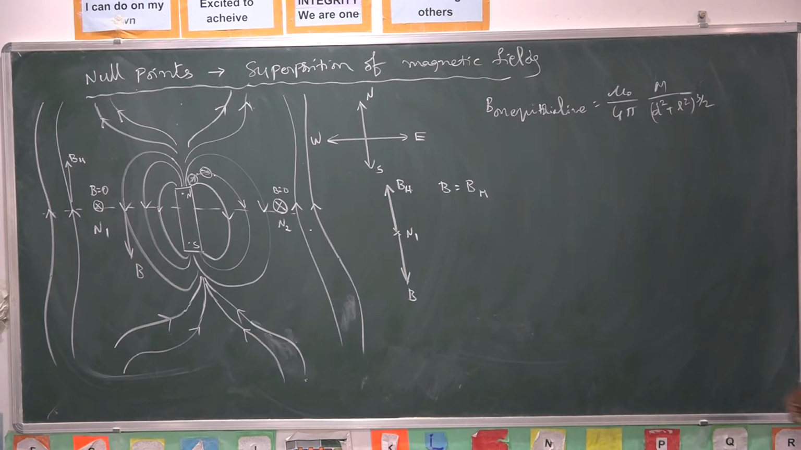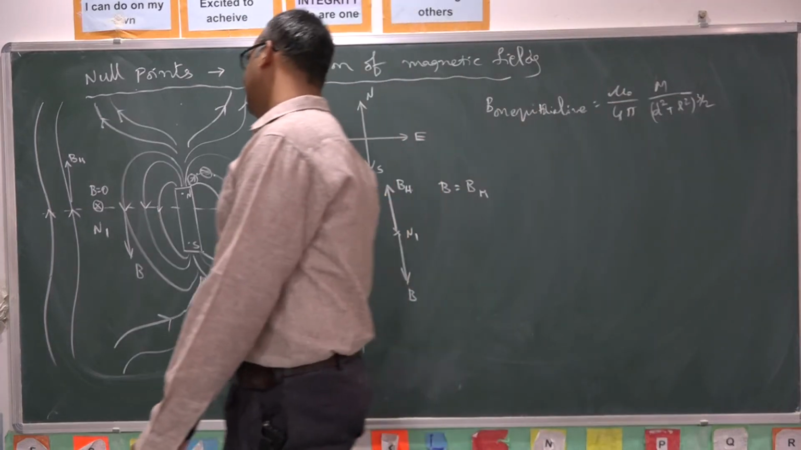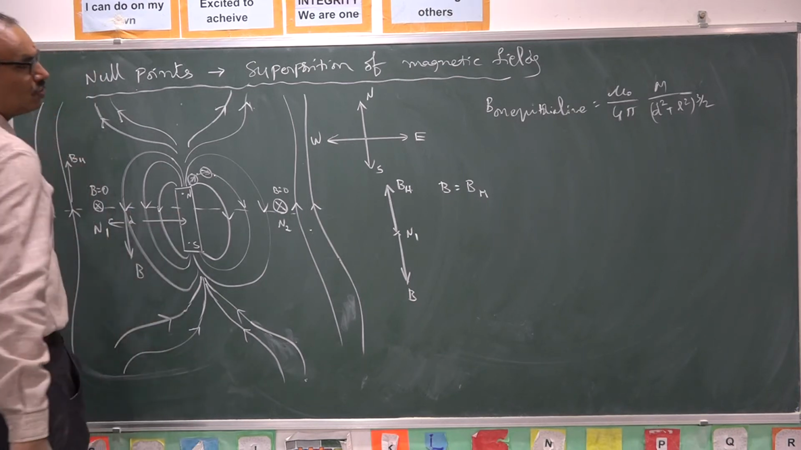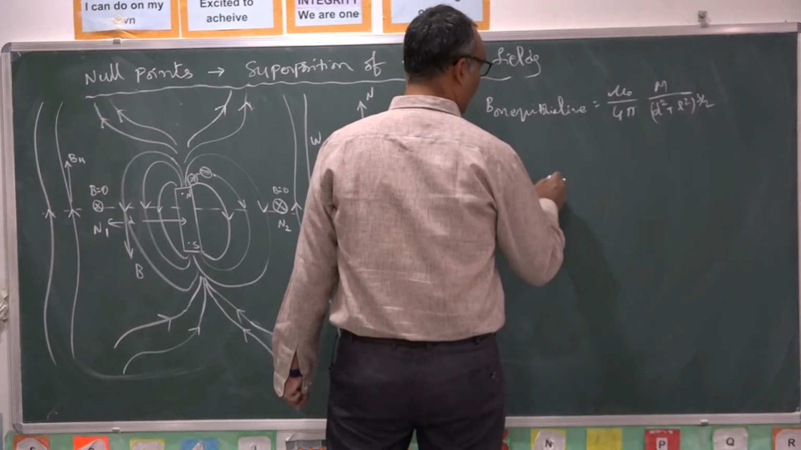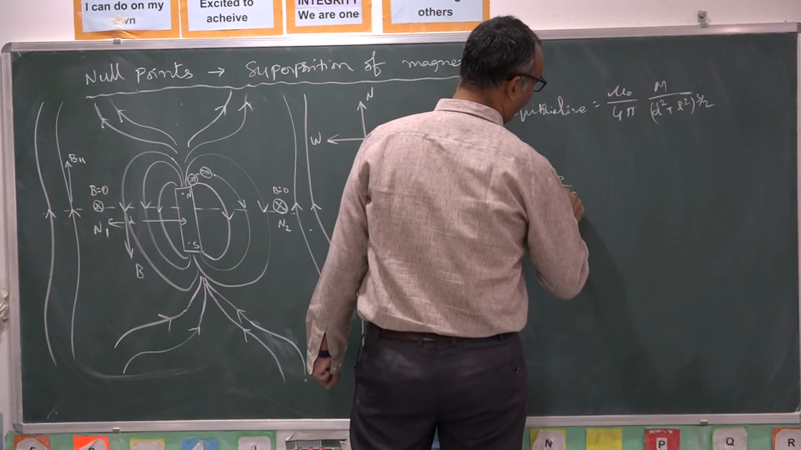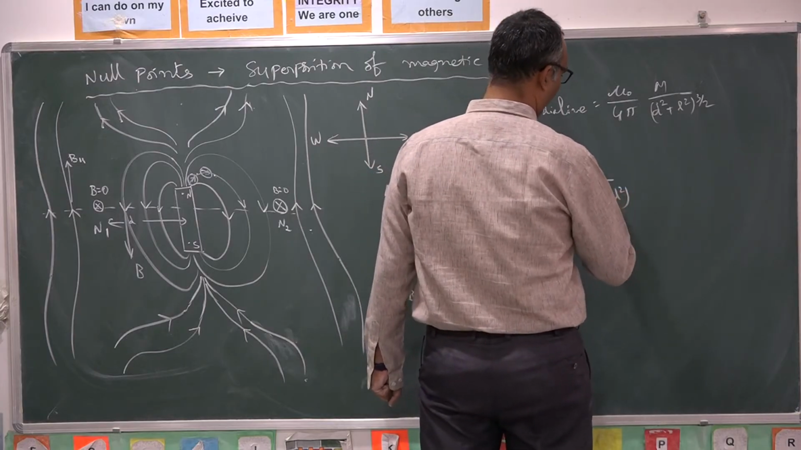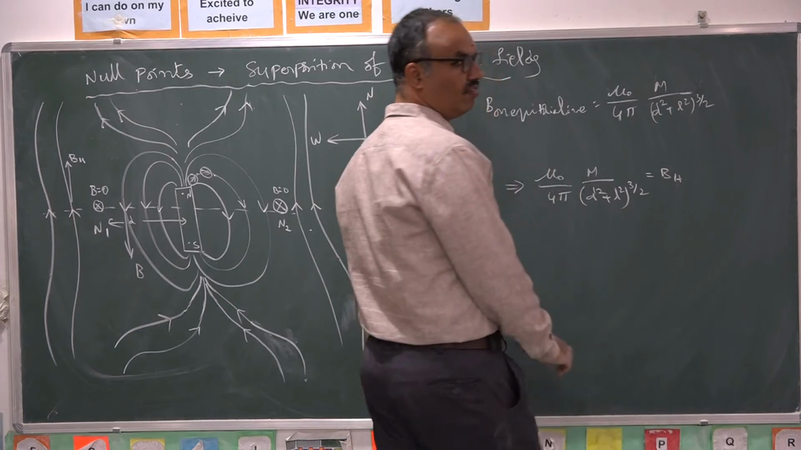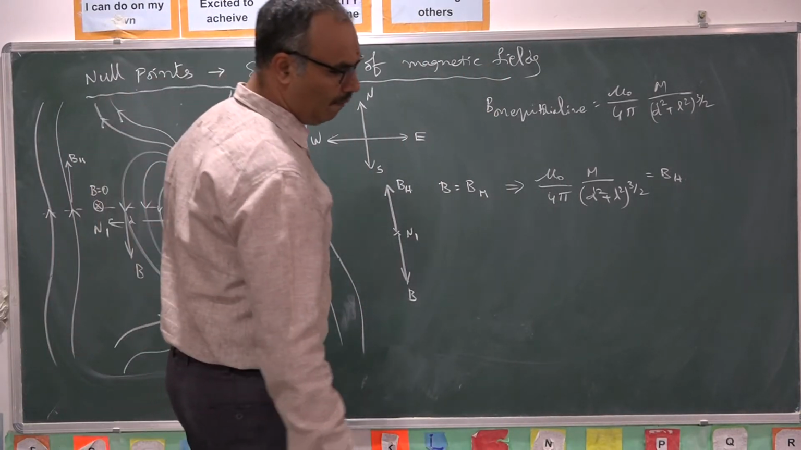D is the distance of the point. So the distance of the null point is D here. So to identify the distance, we use the formula mu naught by 4 pi into M by (d square plus L square) whole power 3 by 2 is equal to BH. In case of a short bar magnet, you can neglect the L value.